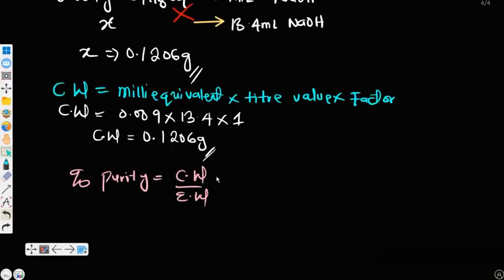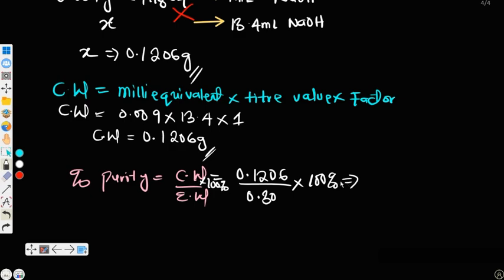So at the end of the day, what do you think will be your answer? Calculated weight is 0.1206, expected weight is 0.30, times 100% for the percentage purity. What do you think will be the answer? 40.2%, weight by weight. So this is the percentage purity for acetylsalicylic acid.